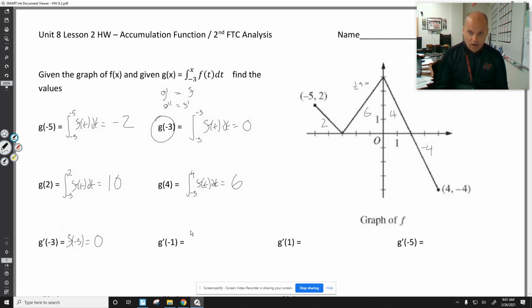G prime of -1 will be the same as f of -1. Now I have to do a little bit of work of finding this value. You got to use the slope. Well, I go up 1, 2, 3, 4. The slope of this line segment is up 4 over 3. That's the same as going up 1 over 3/4, or going up 4/3 over 1.